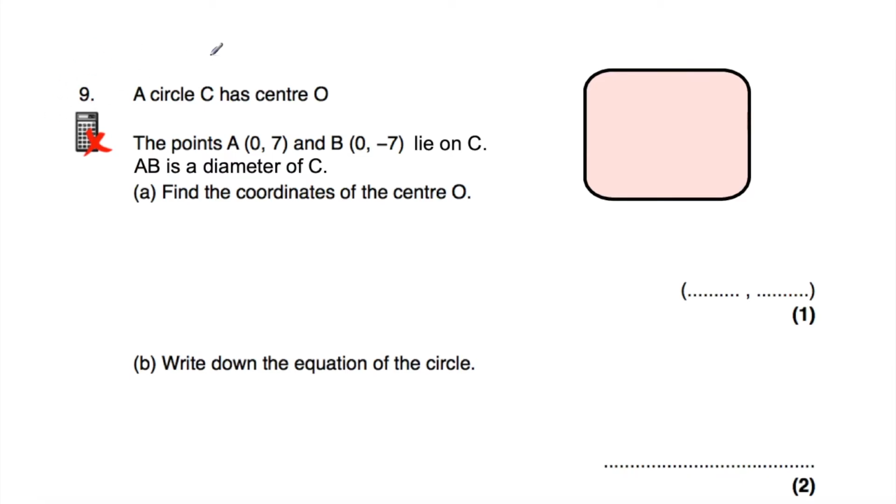So question number 9 says a circle C has centre O, and the points A, which is (0, 7), and B, which is (0, -7), lie on C.